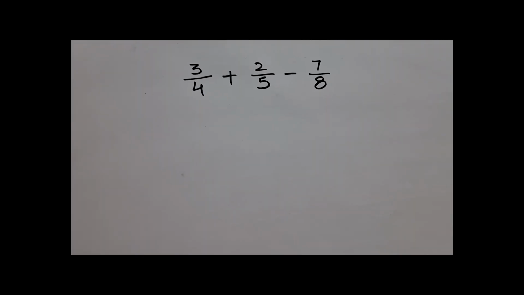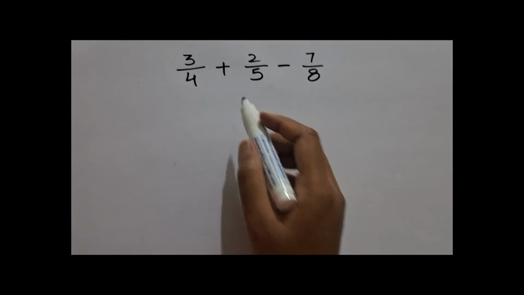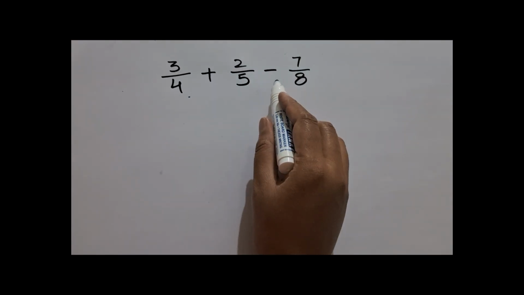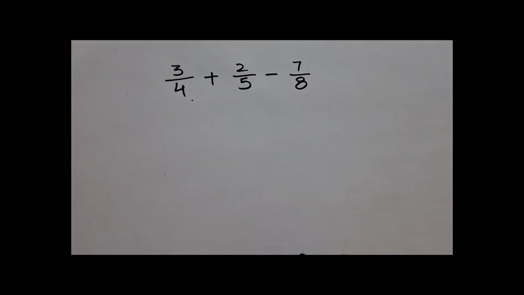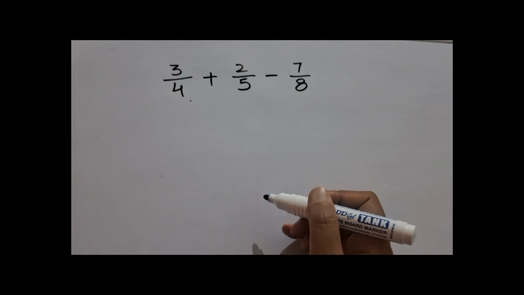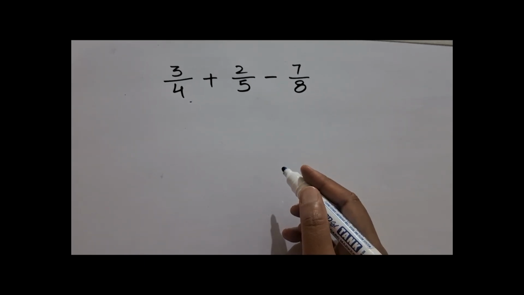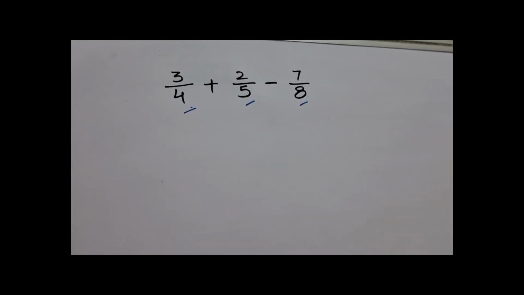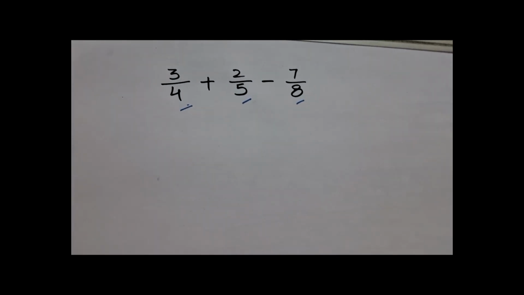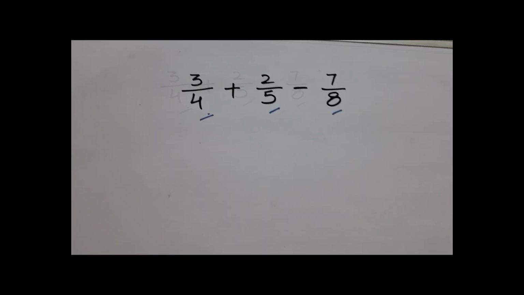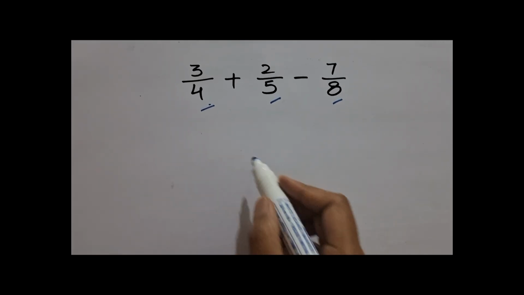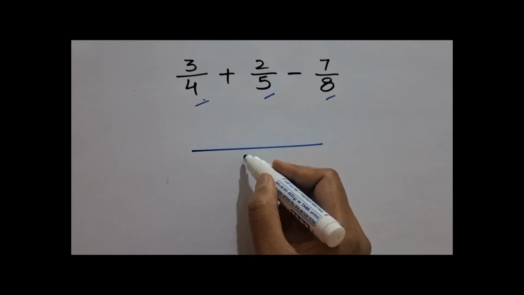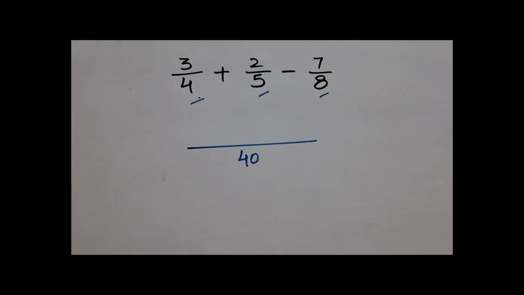Let's take another example, children. Here this is a combination of two operations, children. One is addition and subtraction. The combination of addition and subtraction. Now this we are going to do. First we need to take the LCM of the denominators 4, 5 and 8. We get 40 for these three denominators, 4, 5 and 8, children. So 40 I am writing in the denominator place.